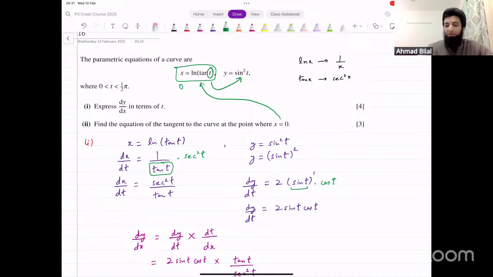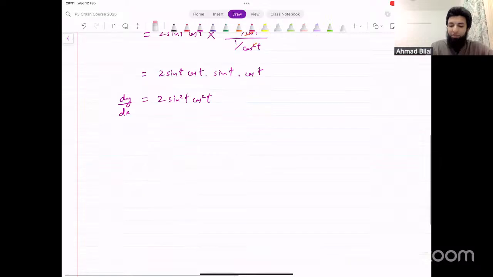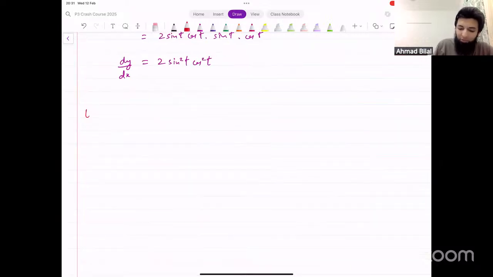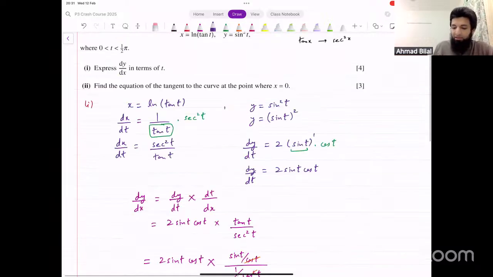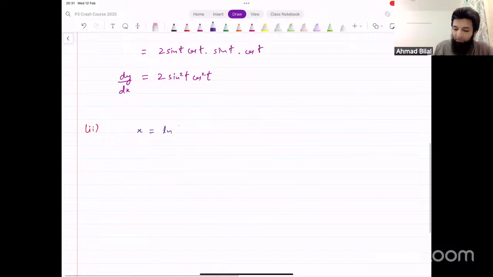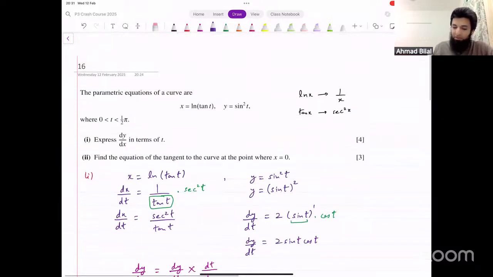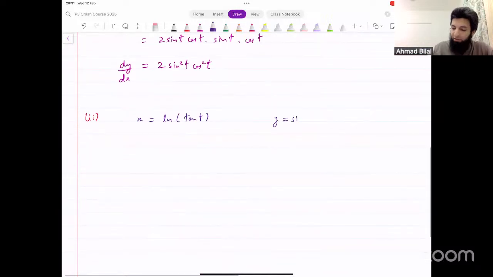Okay, so it's going to be quite a few steps in order to get to the point's y coordinate. The function is written like this: x equals ln of tan t. Let me write that here. And y equals sine square t. The point that we are given is x equal to 0. Let's input x equal to 0 here. What does that give us? 0 equals ln of tan t.